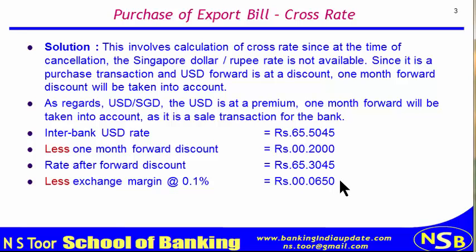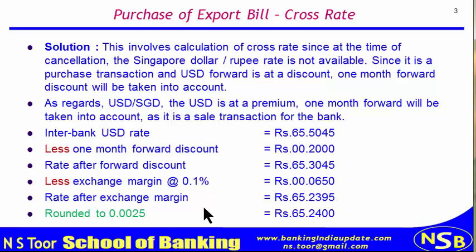Now we will take into consideration the rate after exchange margin. So this is the rate after exchange margin, 65.2395. Now it will be rounded off, so rounded to 0.0025. So this is the final rate which will be quoted, 65.25. It is in terms of US dollar Indian rupees, but we have to have the calculation, we have to have the quotation in terms of Singapore dollars.